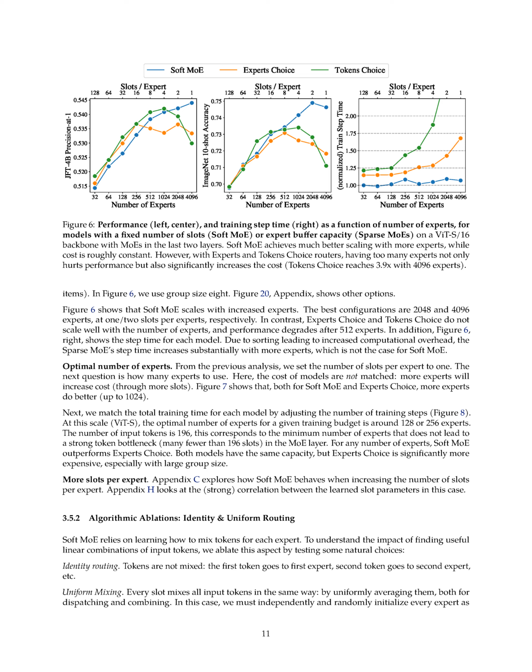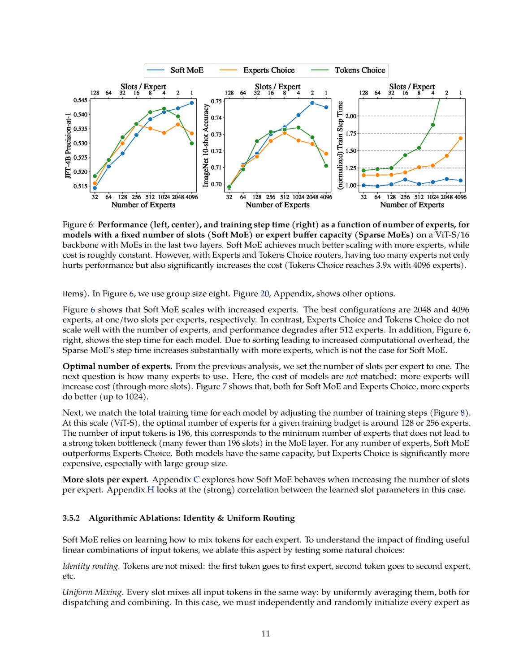Section 3.5.2 Algorithmic Ablations, Identity and Uniform Routing. We've been exploring how Soft MoE, our model, learns to blend different pieces of information, or tokens, for each expert. We've done this by testing 2 different methods: identity routing and uniform mixing. In identity routing, each token is assigned to a specific expert without any mixing. For example, the first token goes to the first expert, the second token to the second expert, and so on.